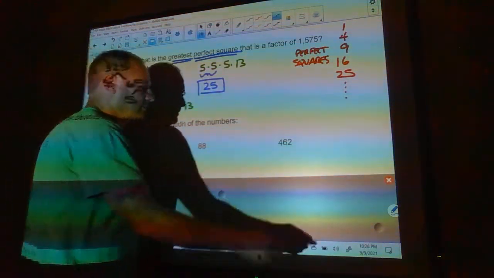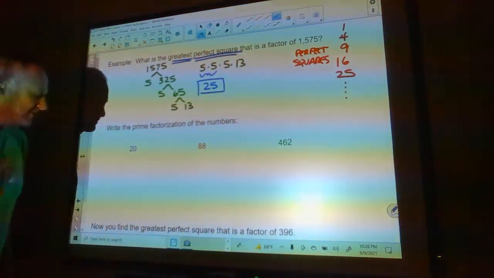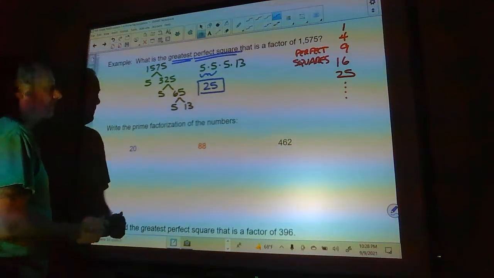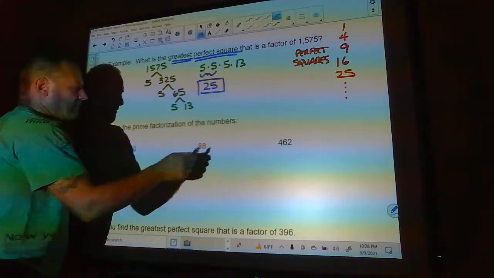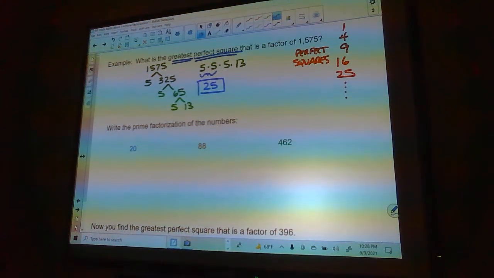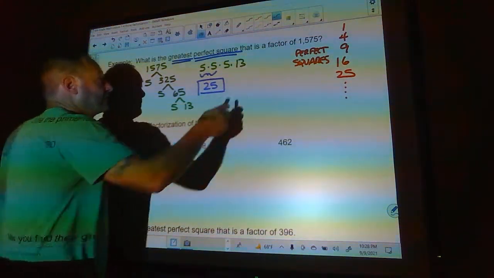Okay, so prime factorizations. I want you to write the prime factorization for these 3 numbers right here. Pause the video and do that, and then jump back on here and compare your answers.